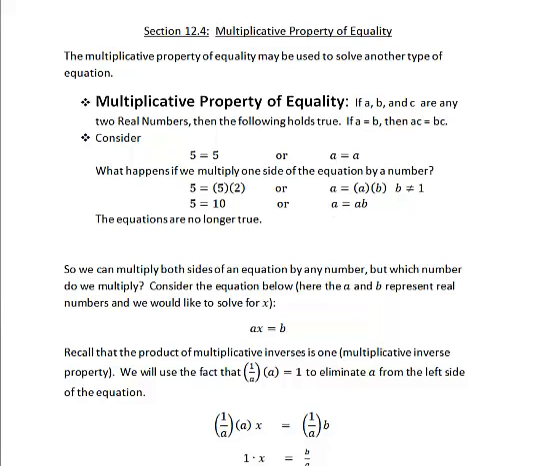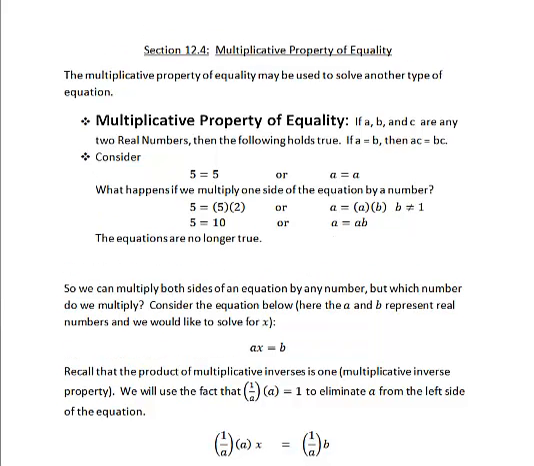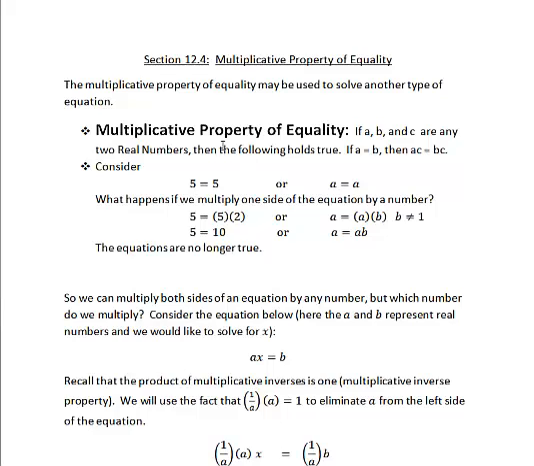Okay, so that takes us to the next property that we're going to use for solving equations, the multiplicative property of equality. Okay, it simply makes a similar argument as we made with addition. If we start with a true equation and we multiply both sides of the equation by the same number, then we get a true equation. Okay, if we only carry out multiplication on one side and not the other, then the equation no longer holds true.